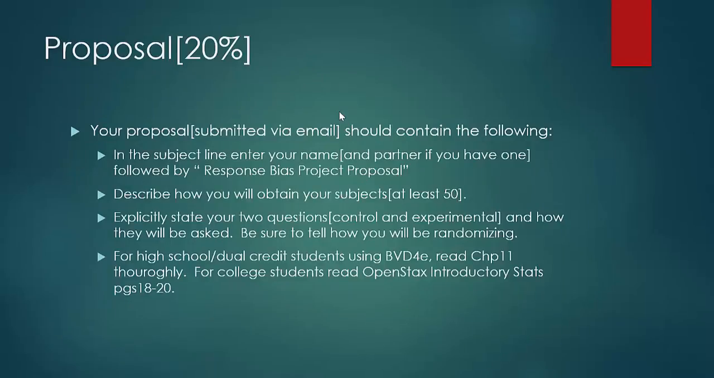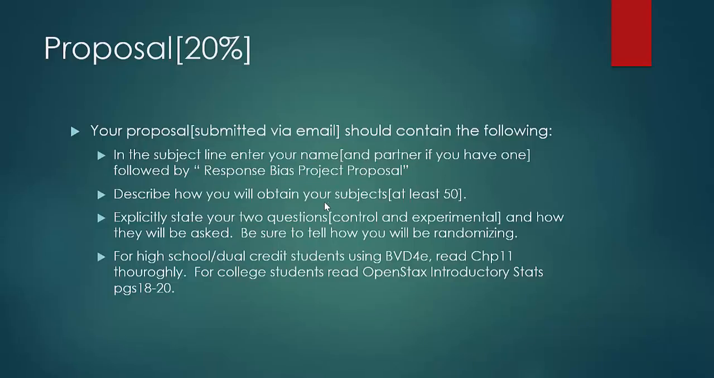What you must do now is submit a proposal. The proposal will be 20% of your grade. This is detailed right there on the handout. Your proposal should be submitted by email. It should contain the following. In the subject line, enter your name and your partner if you have one, followed by response bias project proposal.